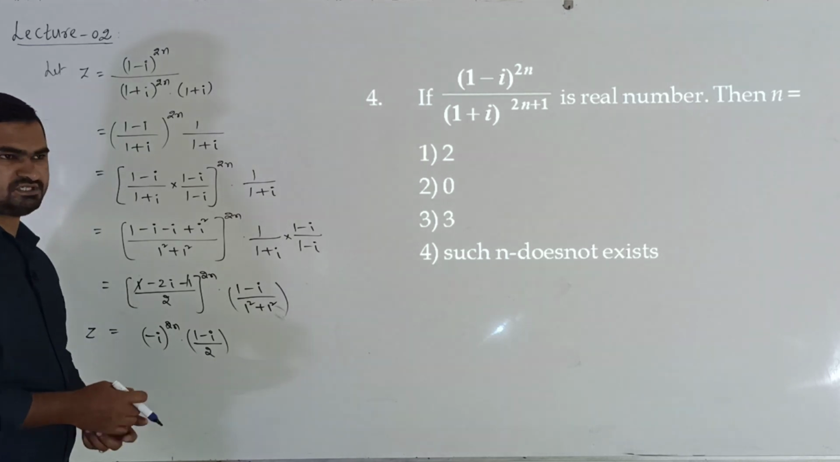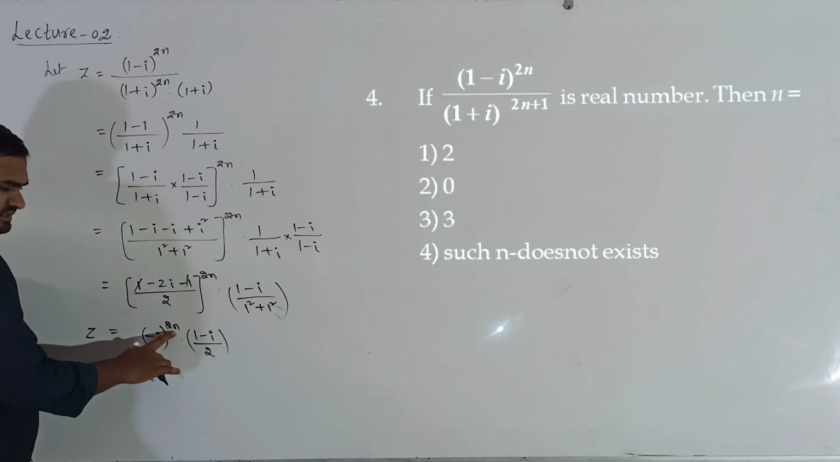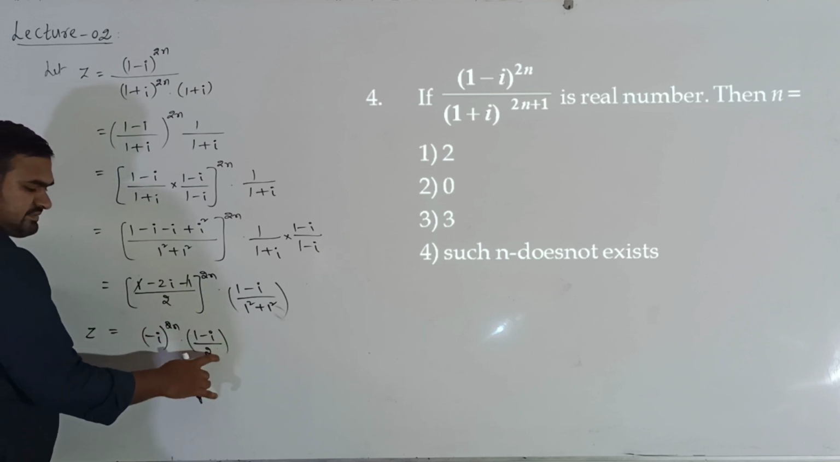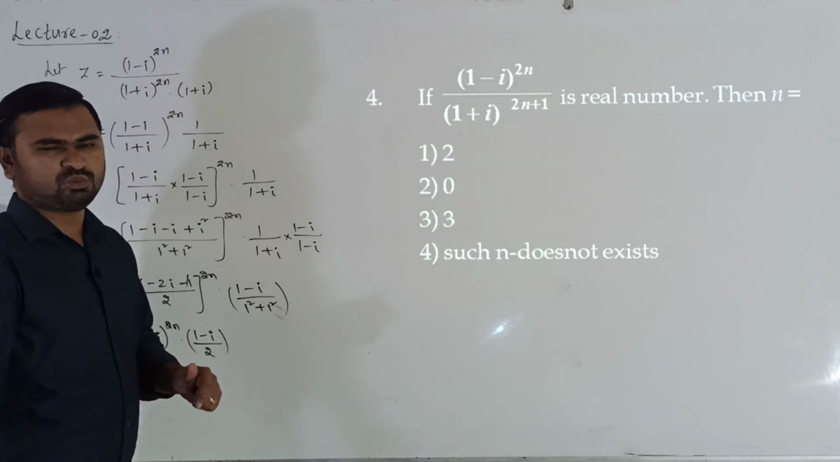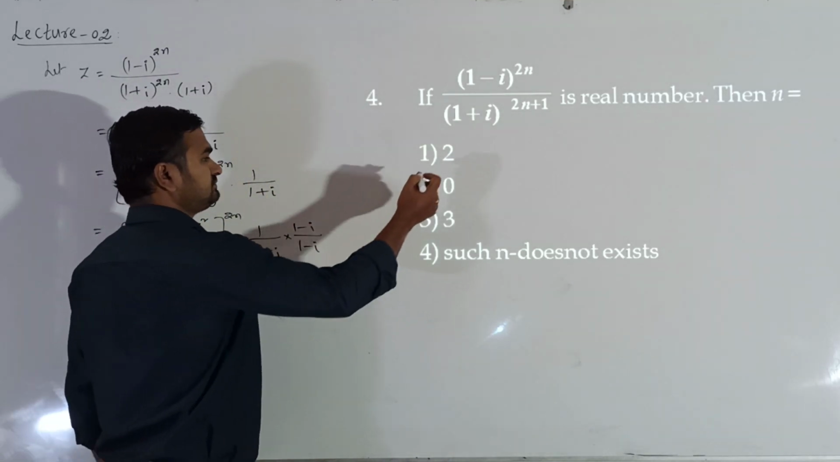Still we can verify from the options. Suppose n is 2. If n is 2, what do we get? Minus i whole power 4. What is minus i power 4? It is 1. Now 1 into 1 minus i by 2, we get 1 minus i by 2. Is it a real number? No. So n we cannot take as 2.